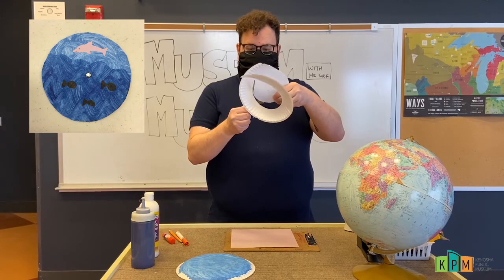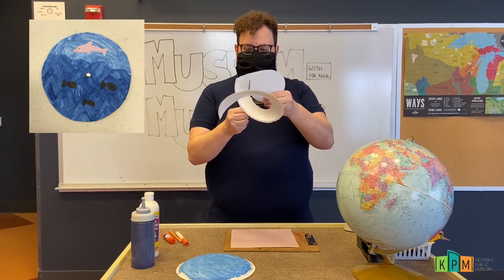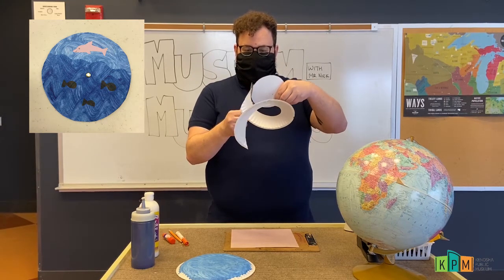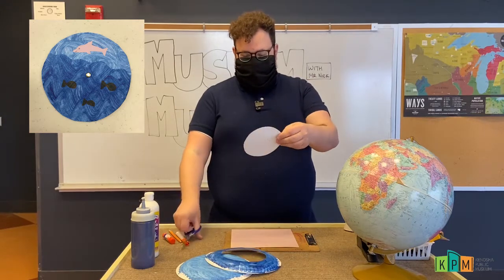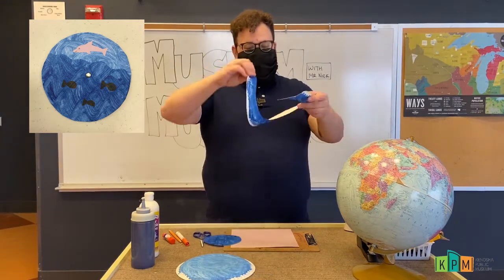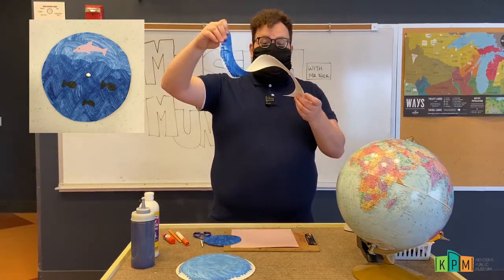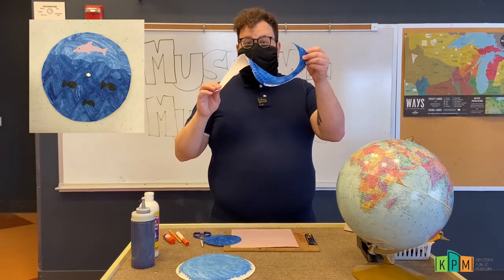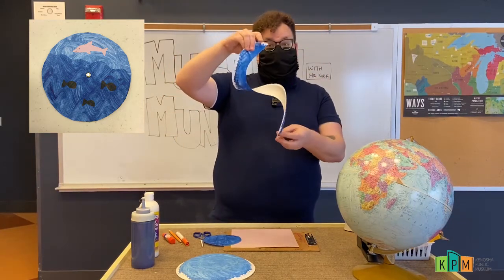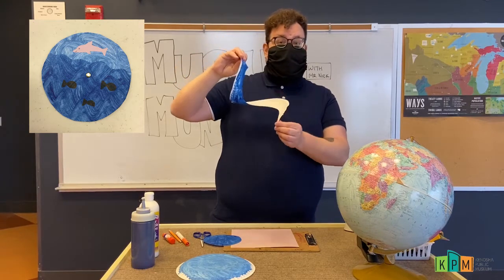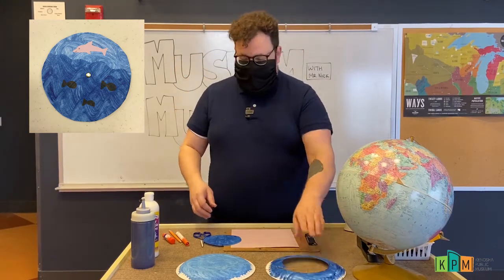So I'm going to cut out this first paper plate here. That's going to be my water. And look, because I painted this plate too, I bet I could find a cool way to reuse this piece of the paper plate I cut off. It kind of looks a little bit like an eel. Maybe I could make an eel craft with that.